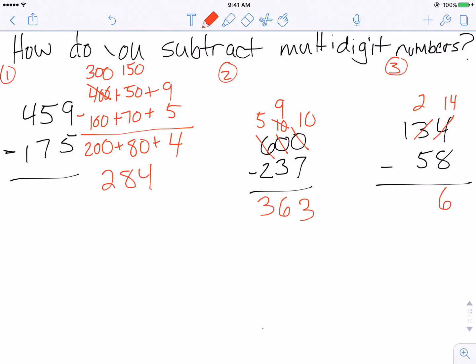Now I look at my tens column, and in my tens I have 2 minus 5, which I can't do. So I'm going to come over to the hundreds place, and I'm going to borrow from the hundreds. That leaves me with 0 hundreds, and I'm going to put my 1 in front of the 2 to make 12 tens now, and I'm going to do 12 minus 5, which is 7. So the difference to this answer is 76. Those are some of the different ways that you can subtract multi-digit numbers.